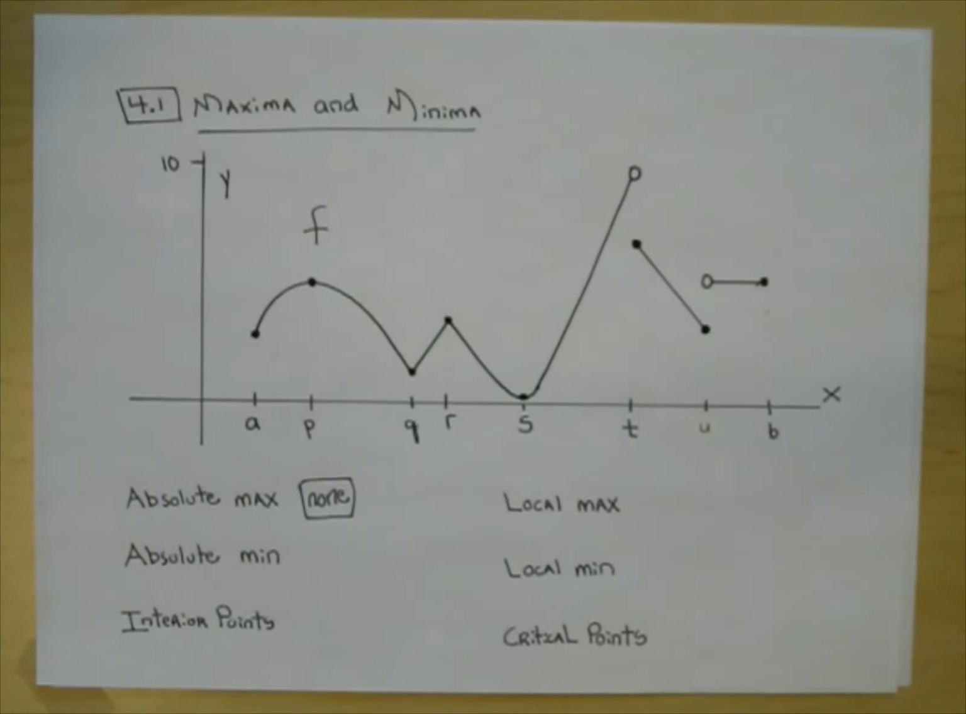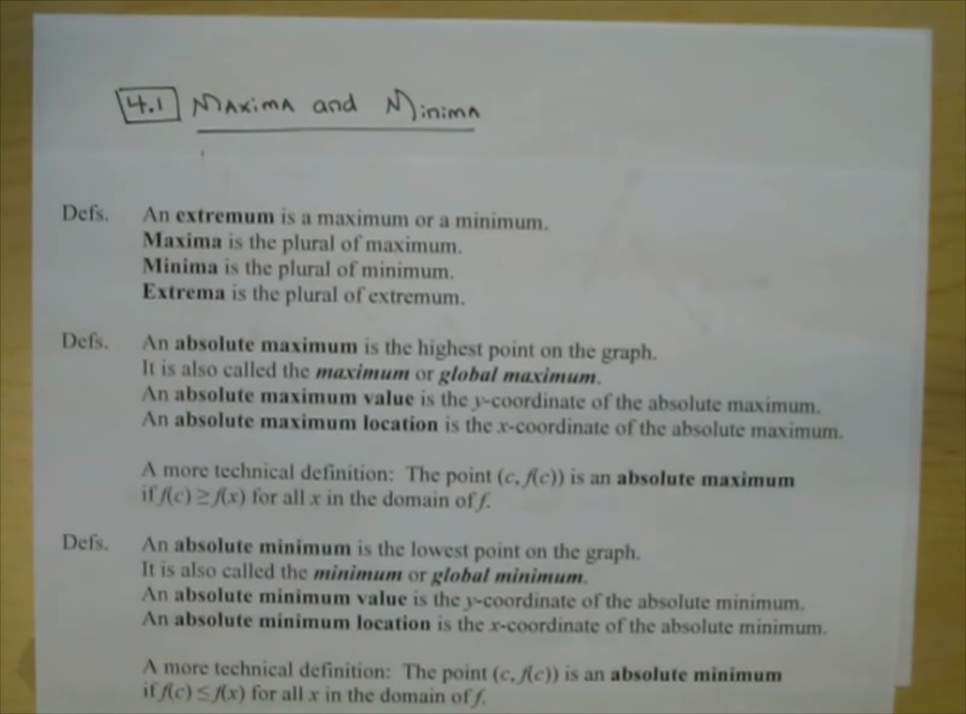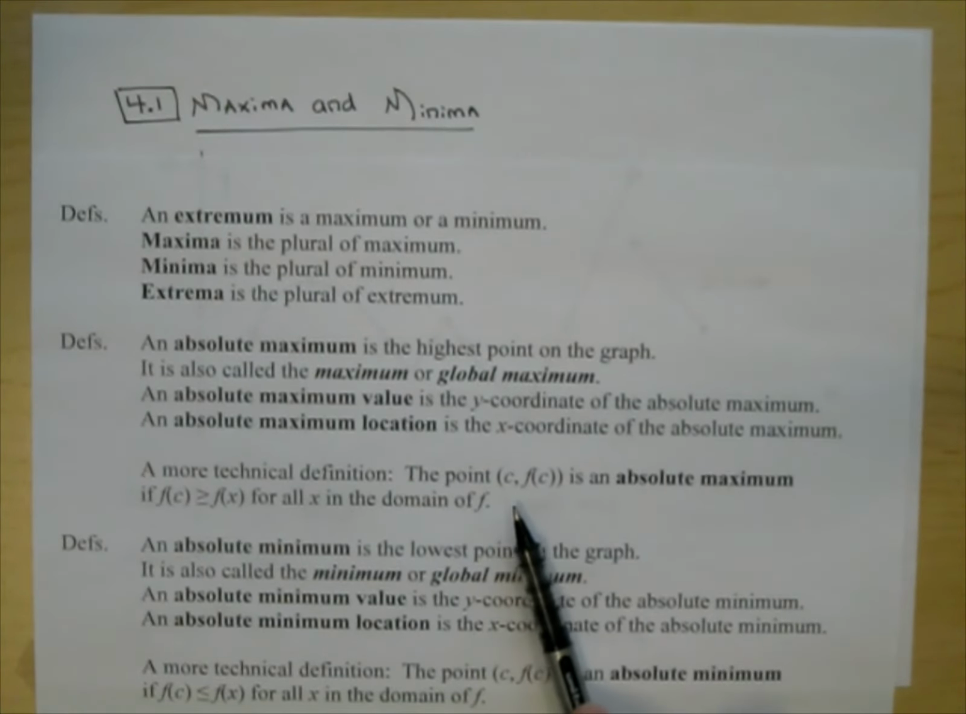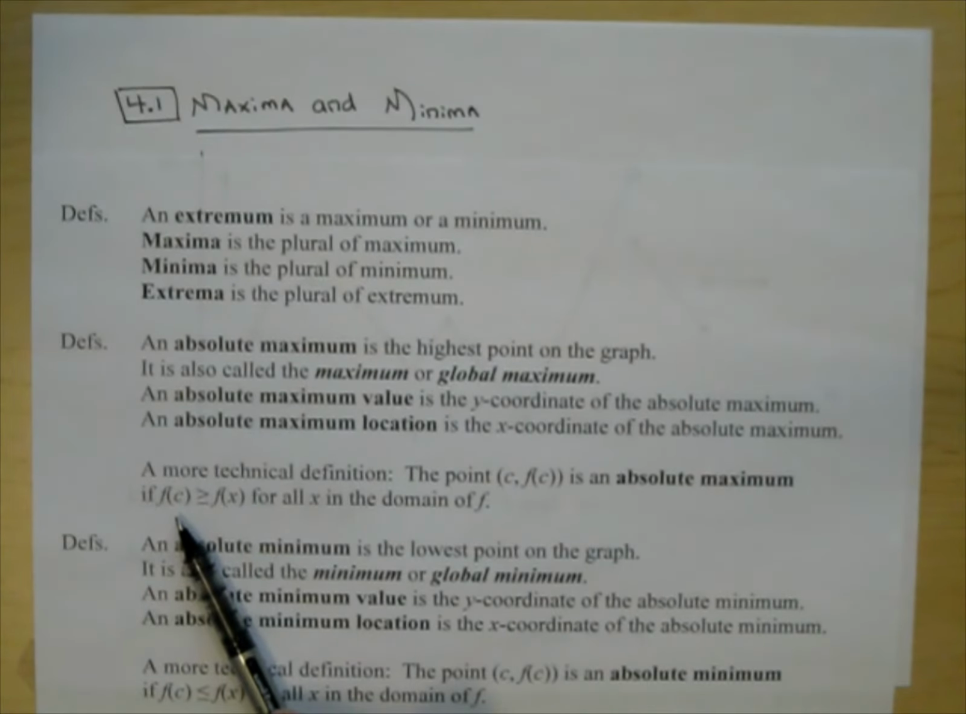Let's take a look at the technical definition of the absolute maximum. A more technical definition is this. The point (c, f(c)) is an absolute maximum if f(c) is greater than or equal to f(x) for all x in the domain of f. So it just means its altitude is greater than or equal to any other altitude for any point on the graph. And I'm using the word altitude because it reminds you of the height.